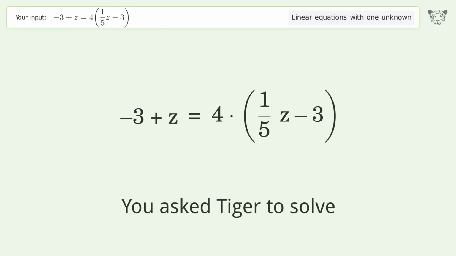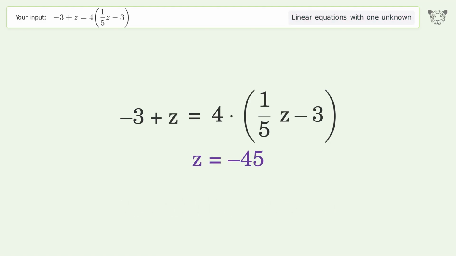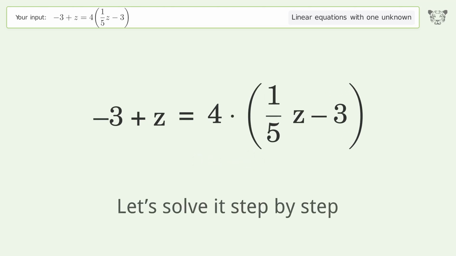You ask Tiger to solve. This deals with linear equations with one unknown. The final result is z equals -45. Let's solve it step by step.